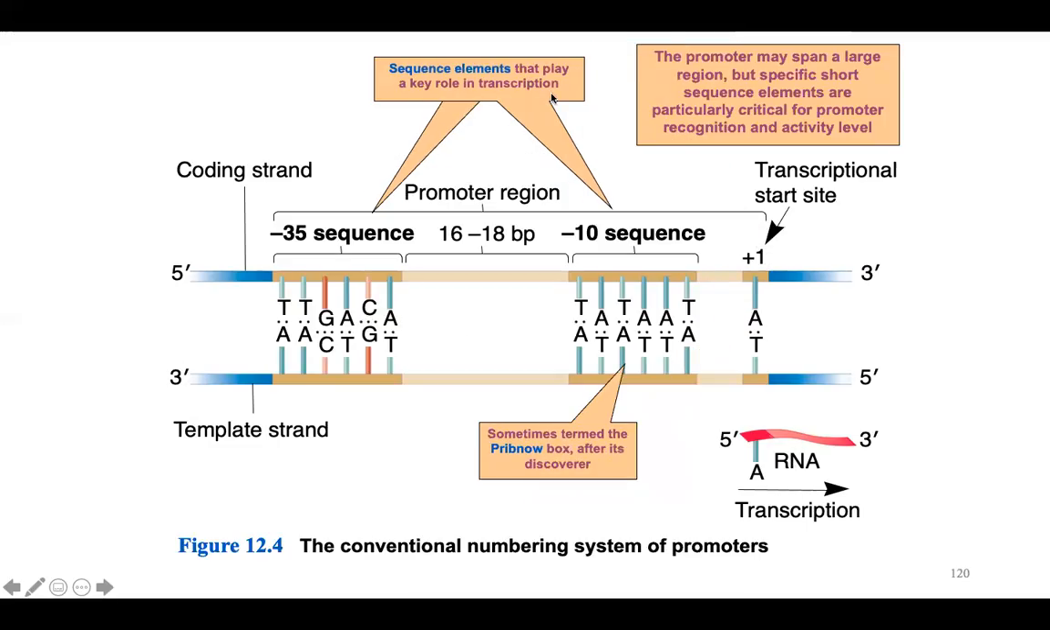These are the sequence elements, and they play a key role in transcription. So this negative 10 sequence is also known as the Pribnow box. Okay, the negative 10 sequence promoter is also known as the Pribnow box. Again, what's the importance of knowing this? It is where a subunit of RNA polymerase will bind to help initiate transcription.